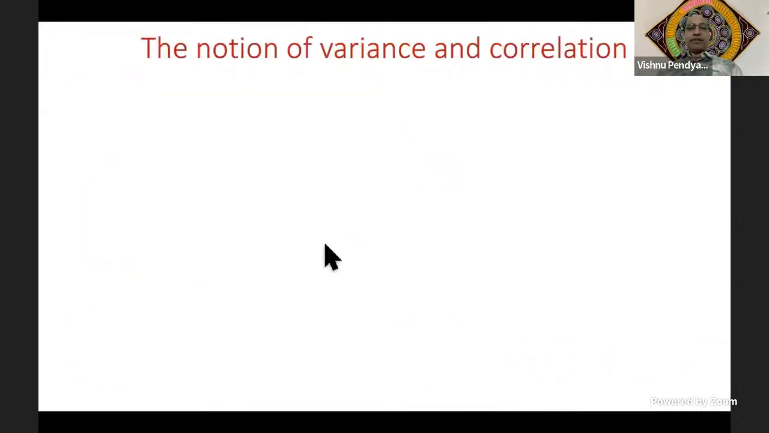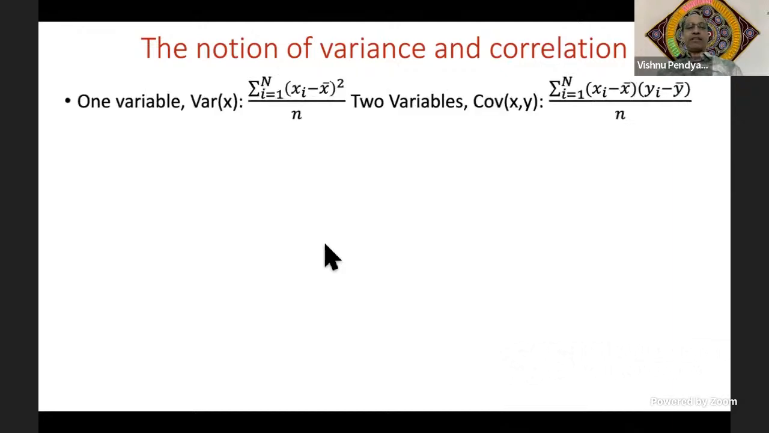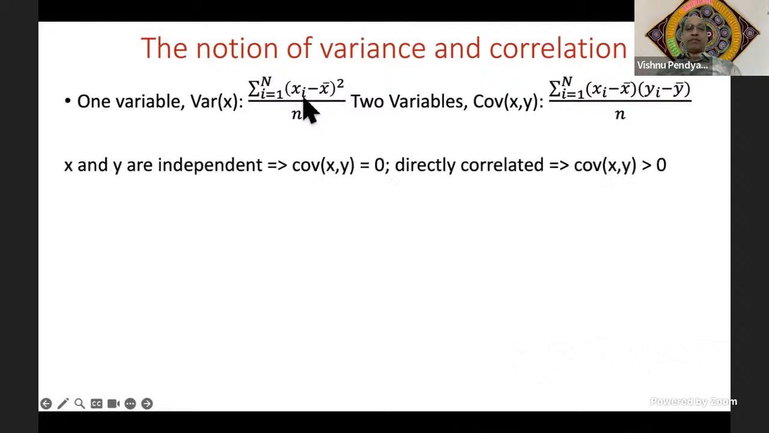So let us look at the notion of variance and correlation in case you are a bit rusty on that. For one variable, the variance is given by this, right? You subtract the mean from each of the values, you square it and divide by the number of data items, you get the variance. For two variables, it's quite similar. The formula is quite similar, just that instead of one variable, you have two variables. So if xi is equal to yi, then you get back the variance, the same formula. So covariance for two variables is given by that formula.